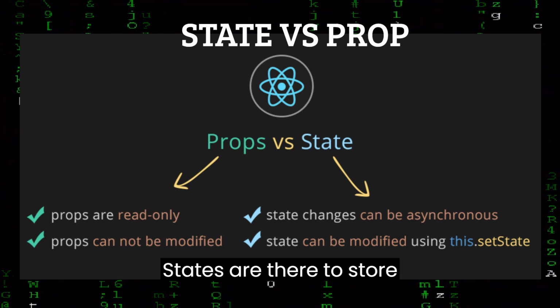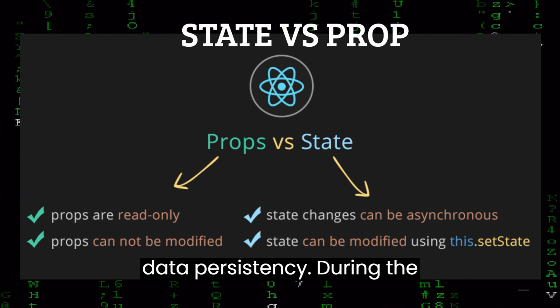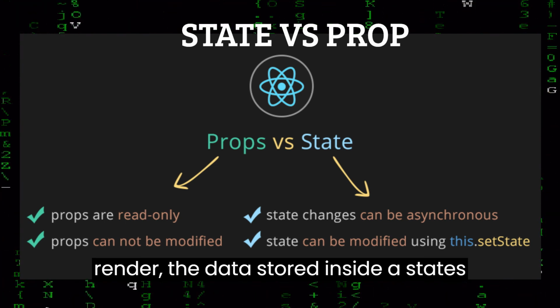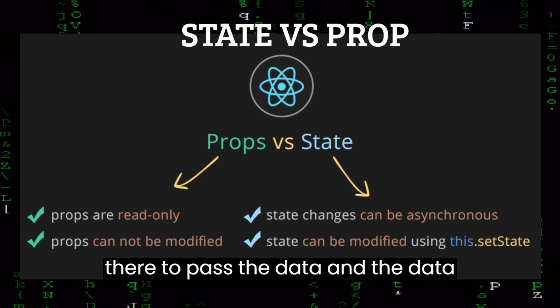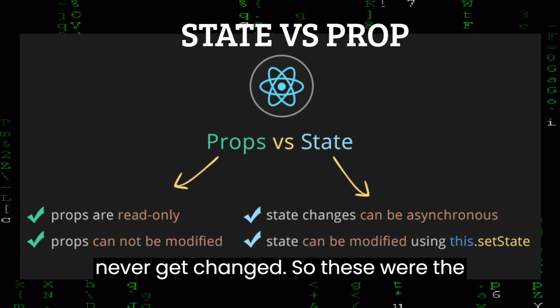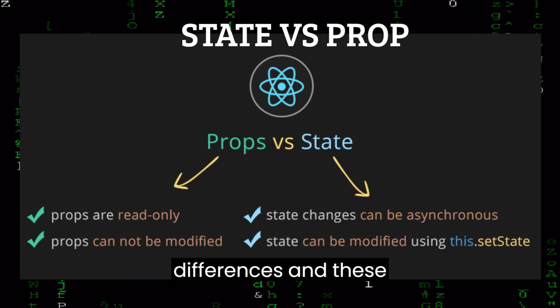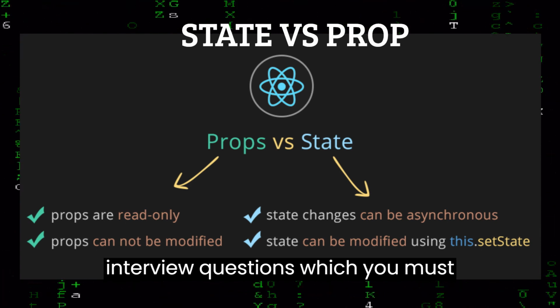States are there to store data persistently. During the render, the data stored inside the states never gets lost. But props are there to pass the data and the data never gets changed. So these were the differences and these are the top 5 most asked React interview questions which you must prepare.